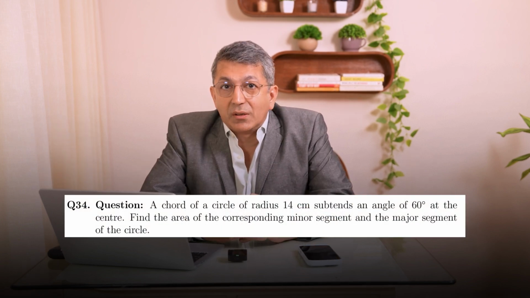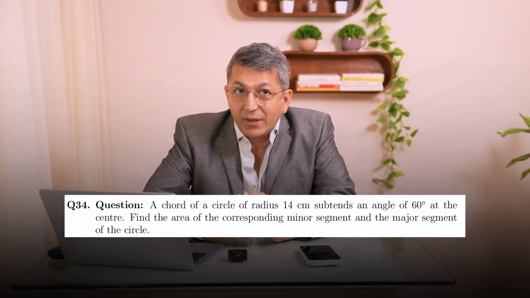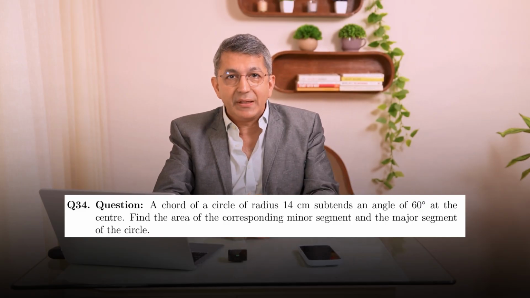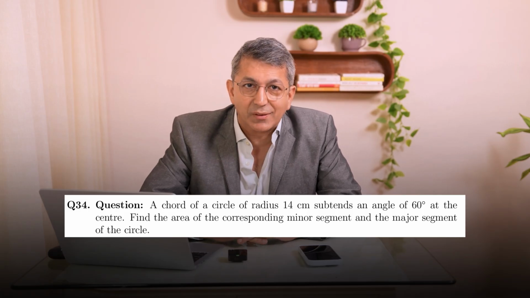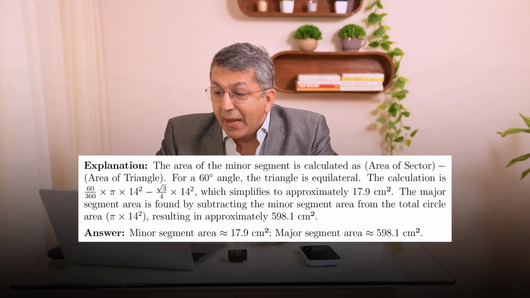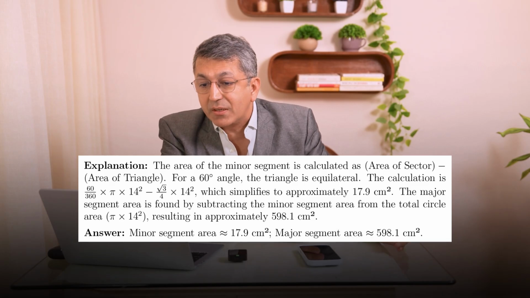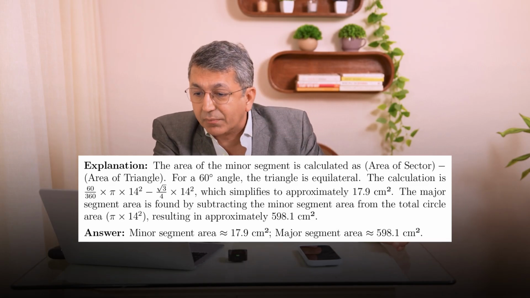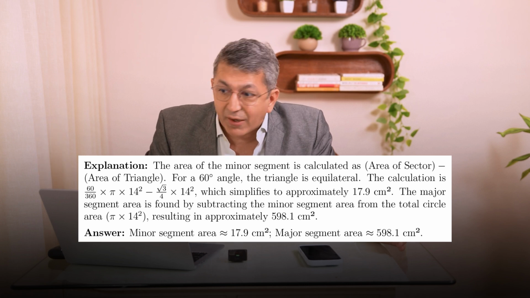A chord of a circle of radius 14 centimeters subtends an angle of 60 degrees at the center. Find the area of the corresponding minor segment and the major segment of the circle. Concept: areas related to circles, segments. Explanation: the area of minor segment is calculated as, in brackets, area of sector minus, in brackets, area of triangle. For a 60 degrees angle, the triangle is equilateral.